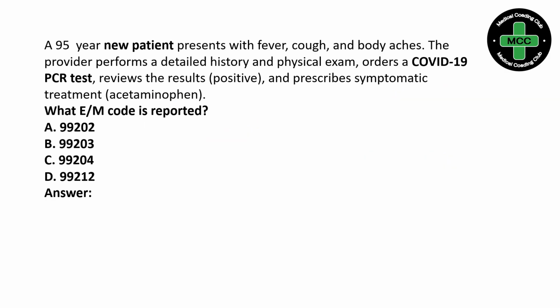So one more question. A 95-year-old new patient presents with a fever, cough and body ache. The provider performs a detailed history and physical exam, orders a COVID-19 PCR test, reviews the result as positive, and prescribes symptomatic treatment, which is acetaminophen. So now we will see the rationale. The problem is fever, cough, body aches. The main problem here is that the patient got COVID-19, COVID positive. So with COVID positive, the patient is also having fever, body aches and cough. These are the symptoms.